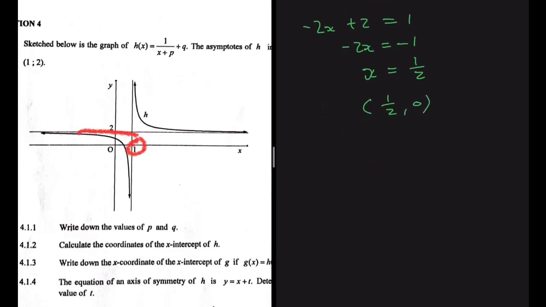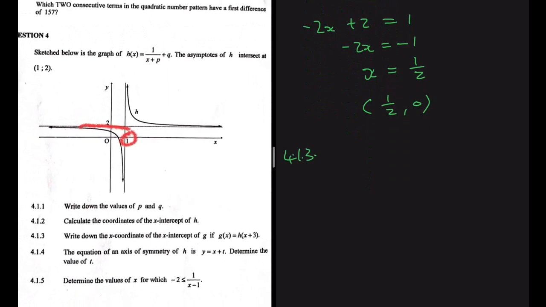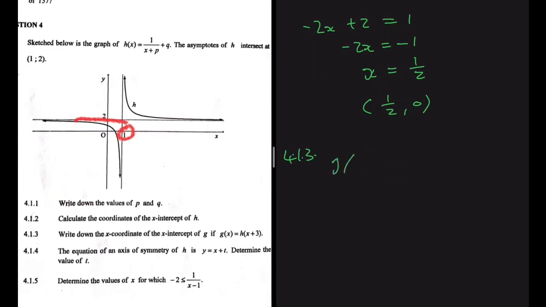Let's do 4.1.3. 4.1.3 says, let's write down the x coordinate of the x-intercept of g, if g of x is equal to h of x plus 3, right? So let's understand what g of x is doing to h of x. g of x is moving h of x 3 units to the left. If we have plus 3, we're moving 3 units to the left. If we have minus, we're moving 3 units to the right. It's counterintuitive, I know, but it is what it is. So g of x, you just move h of x 3 units to the left, right?